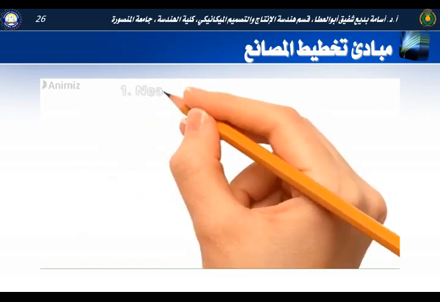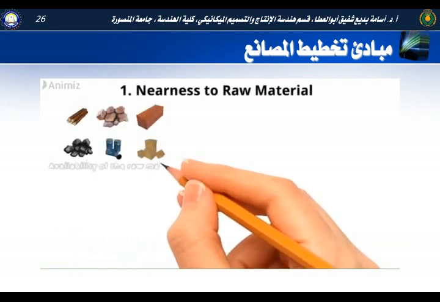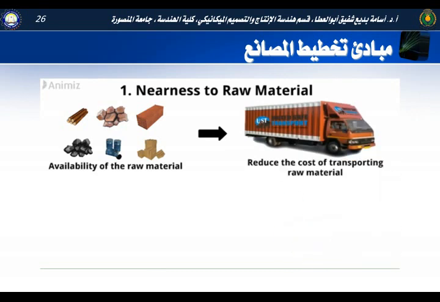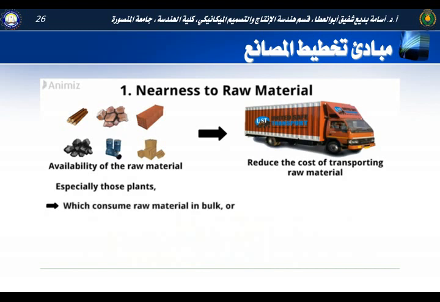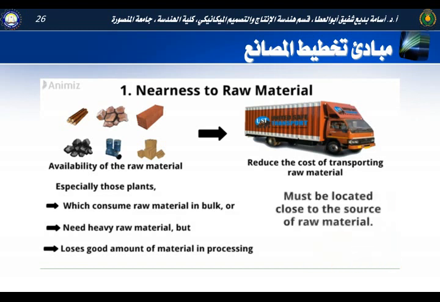Factor number 1. Nearness to raw material. Availability of the raw material near the plant will reduce the cost of transporting raw material from the vendor's end to the plant. Especially those plants which consume raw material in bulk, or need heavy raw material but lose a good amount of material in processing, must be located close to the source of raw material.